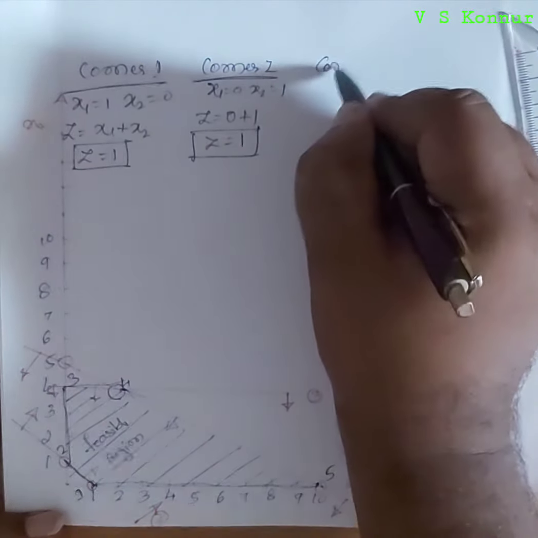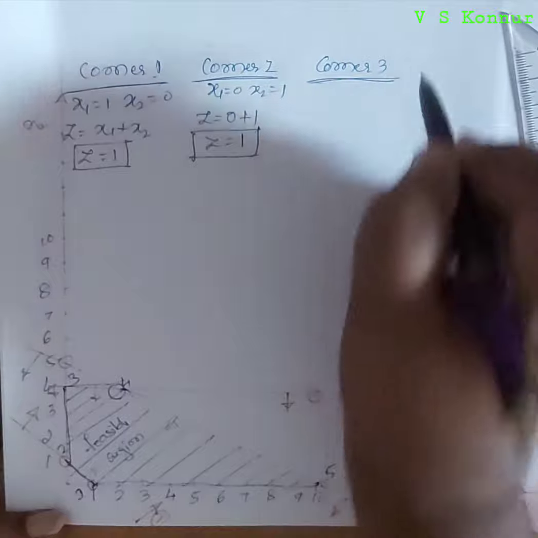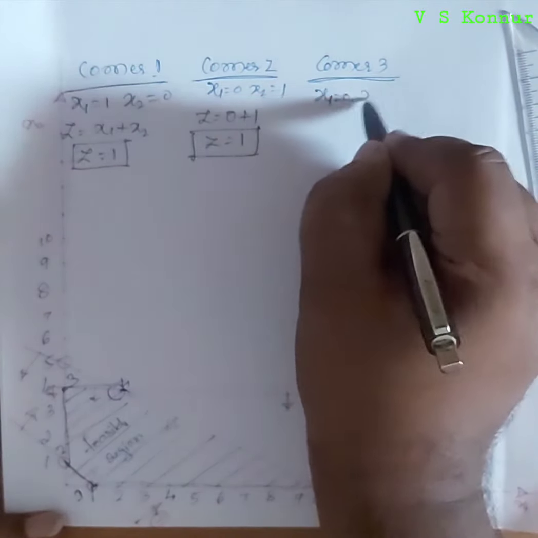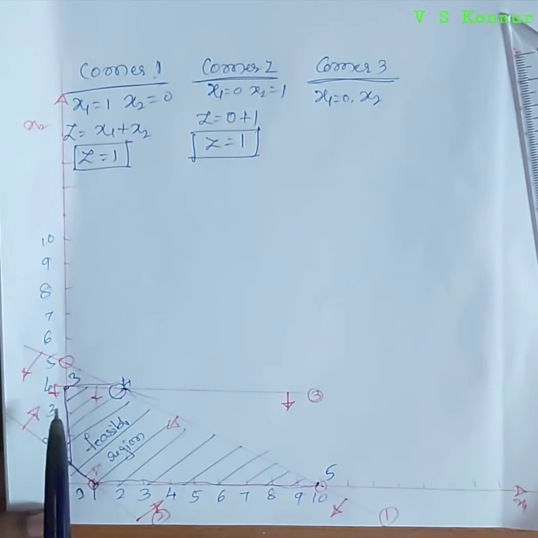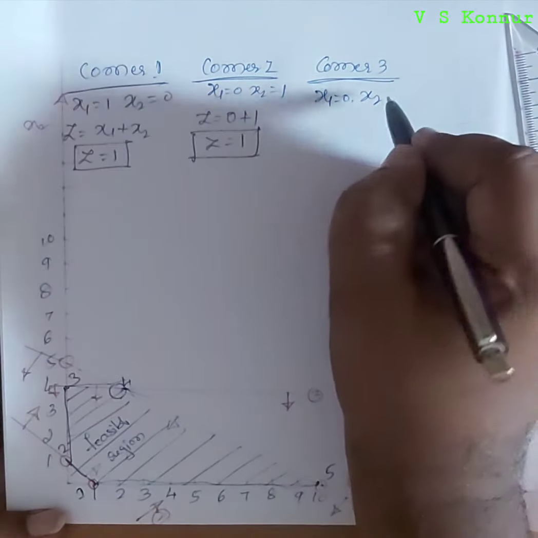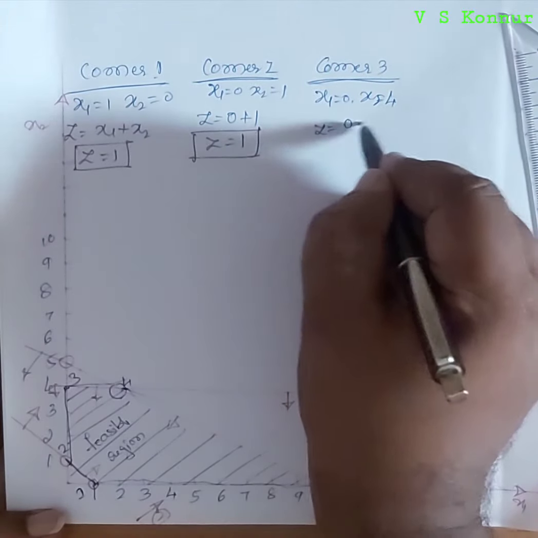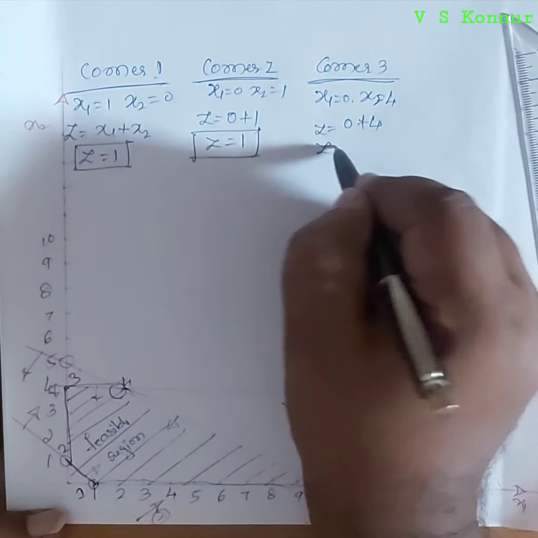Next, corner 3. This is corner 3. So x1 is equal to 0, x2 is equal to 4. So z is equal to 0 plus 4, so z is equal to 4.